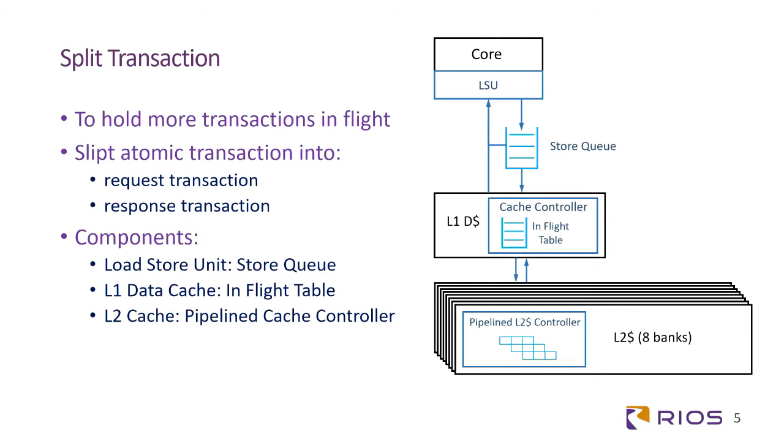To support split transaction and more concurrency, more hardware components are dedicated, like store queue in the load store unit, in-flight table in L1 data cache, and pipelined L2 cache controller in L2 cache. As for the store queue, it holds store requests from the core and issues them to L1 data cache. During the store transaction in flight, subsequent load requests can check the store queue for quick data forwarding. Like the store queue, the in-flight table holds the memory transactions issued to the next level cache and waiting for their response. The number of table entries is the number of transactions it can hold in flight.